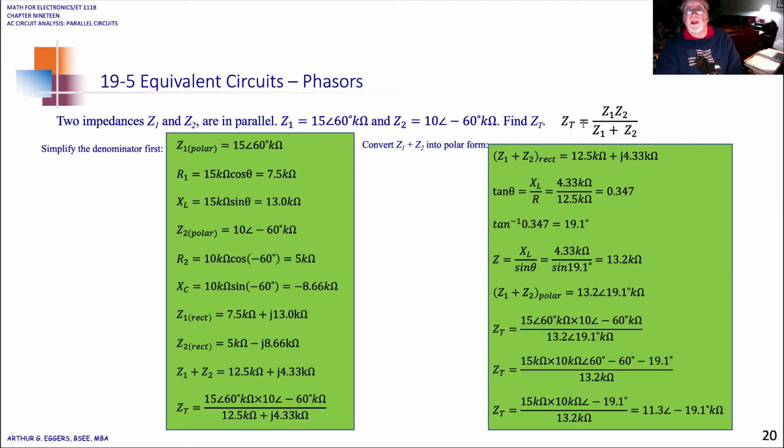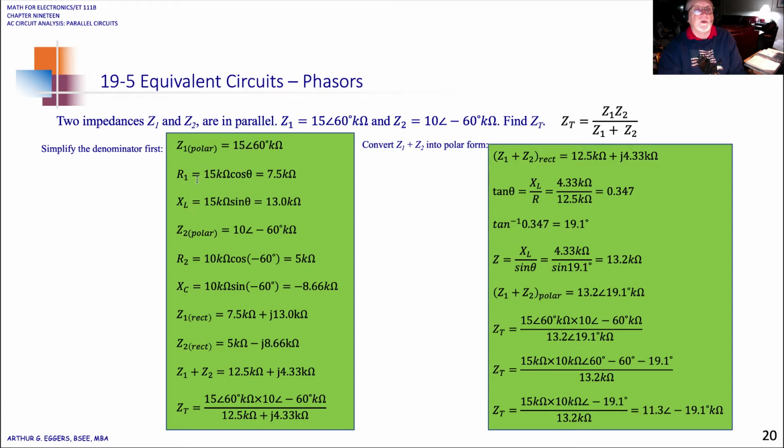So in this relationship, notice product over the sum. We've talked about that before. Z1, Z2 product, Z1, Z2 over the sum. So we're going to simplify the denominator first. Okay, looks pretty complex here, but it's really just a stepwise process.